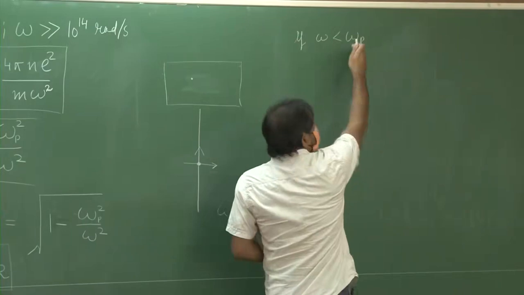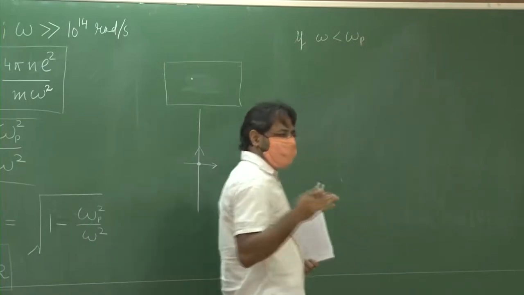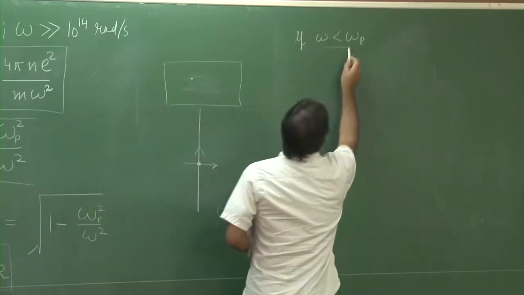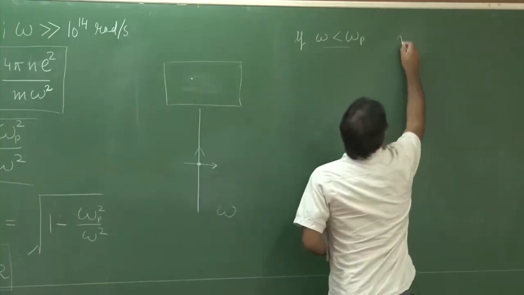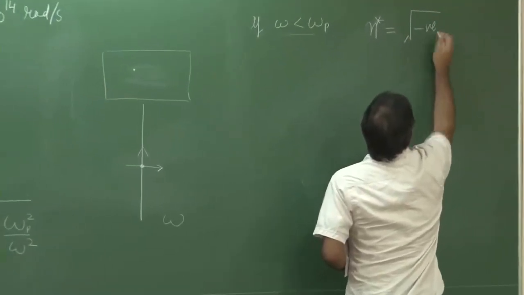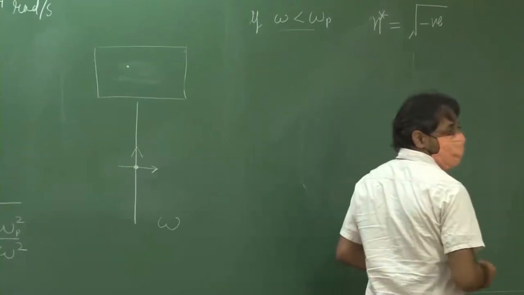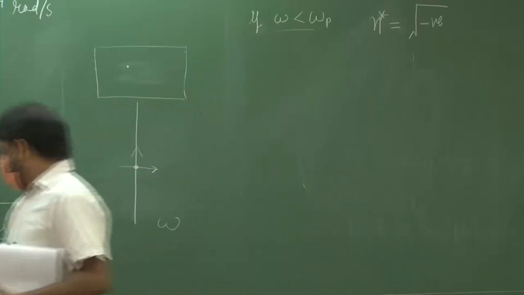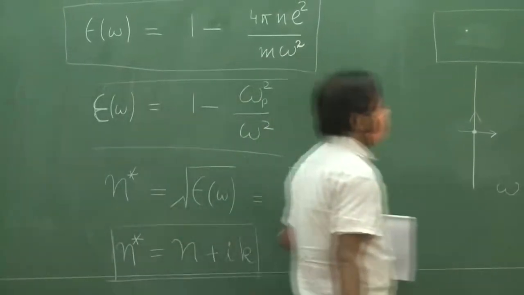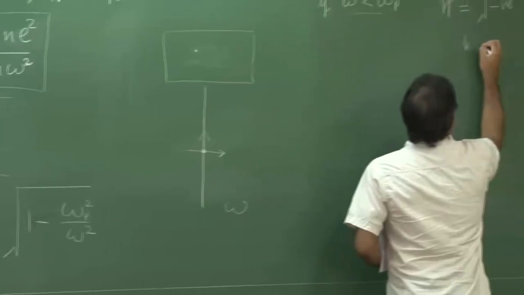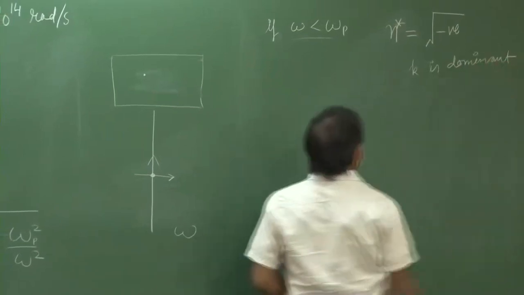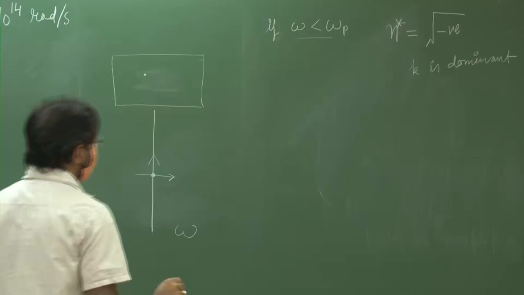But let's say omega p is some cutoff frequency. Let's not worry about what exactly physically happens at omega p. If omega happens to be less than omega p, then n star will be square root of a negative quantity, right? And since it is a square root of a negative quantity, what it means is that in your dielectric constant, the k term is dominant and n term is nearly zero, right? So your k is dominant. Well, that's one thing that we extracted.